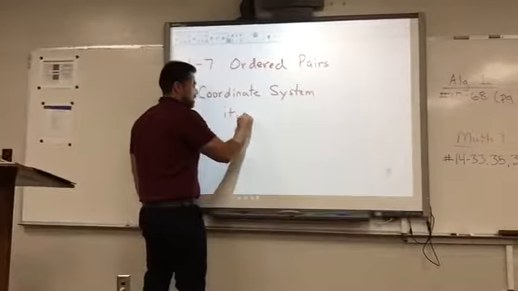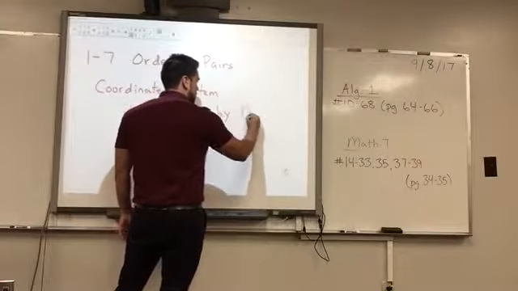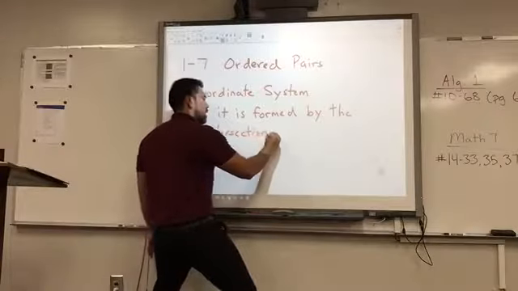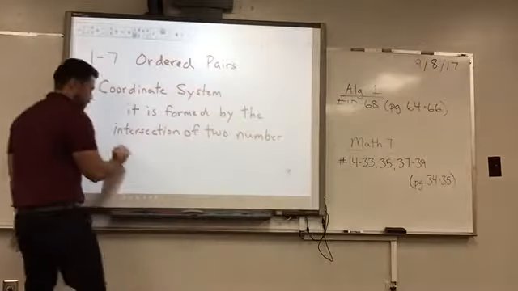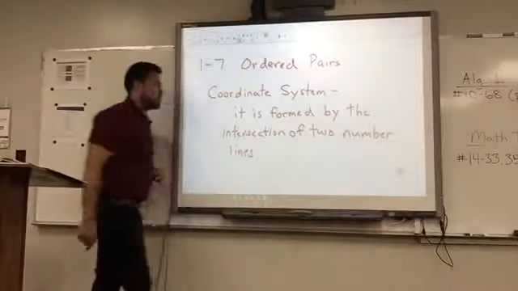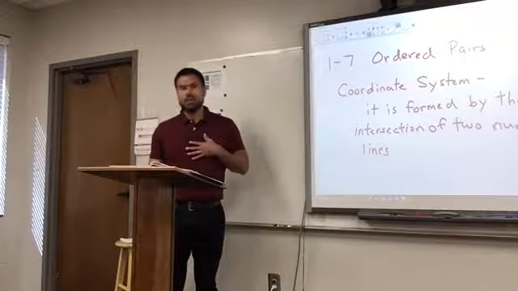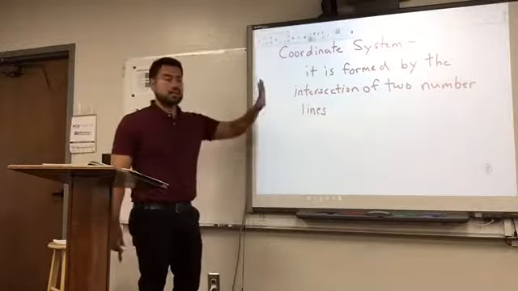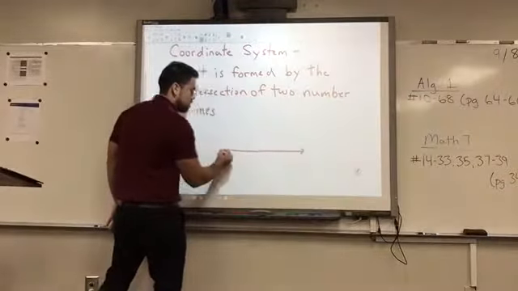It is formed by the intersection of two number lines. And I'll move in just a moment. So you guys have dealt with number lines before. The most common number line that we use, bless you, and we're still using the note paper, don't use the graph paper yet. So the most common number line we use is the horizontal number line.